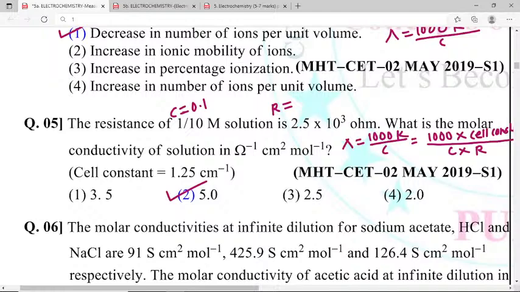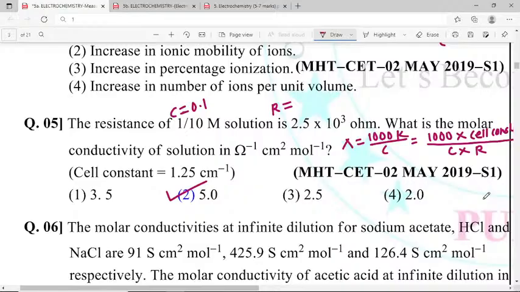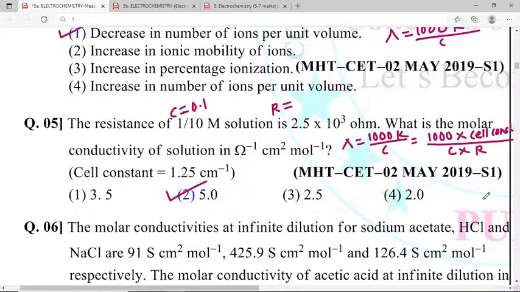So what is the conductivity? Conductivity is equal to cell constant divided by resistance. And what is the molar conductivity? 1000 K by C. I have written here that K, the conductivity, is equal to cell constant divided by resistance R. R stands for resistance. So put the values of cell constant and resistance and we will get the answer 5.